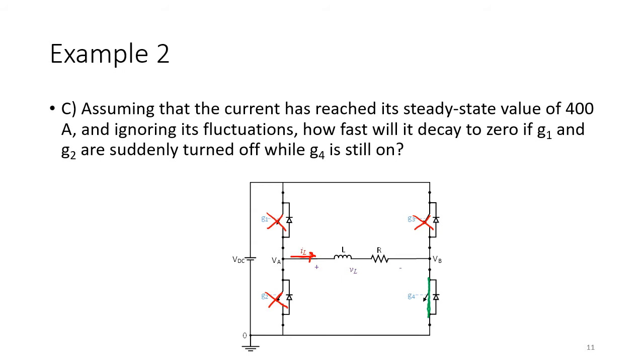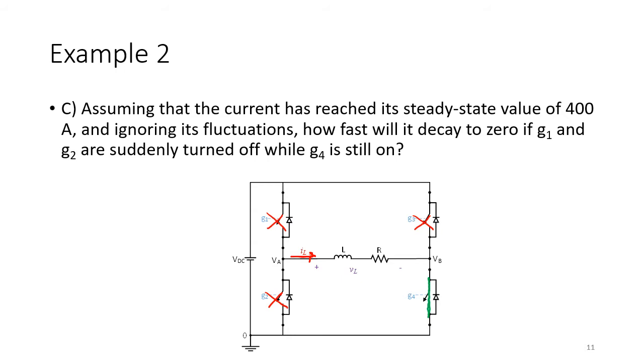So we have an inductor. In this case, we have a very huge inductor. We cannot change the current suddenly. It's not like a resistor. It takes some time to decay. Otherwise, it's going to have some impulse current and many problems. So the current should find some way to flow.